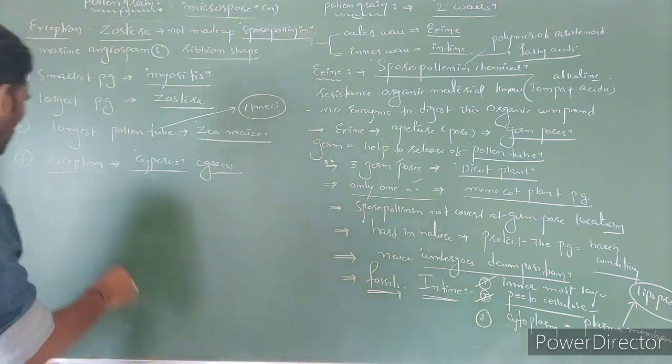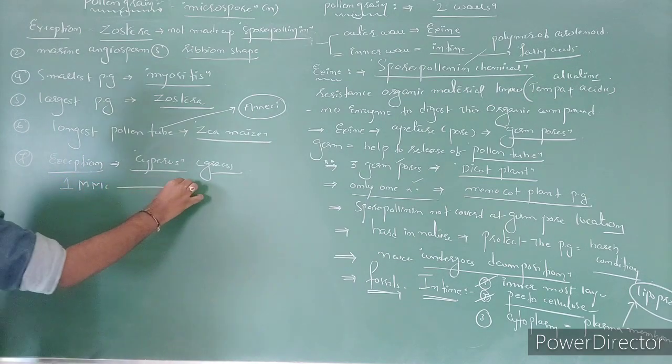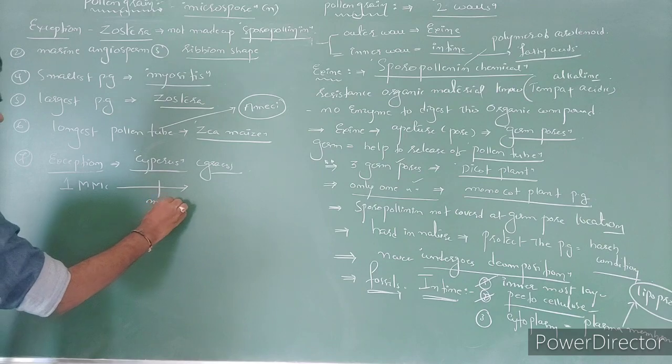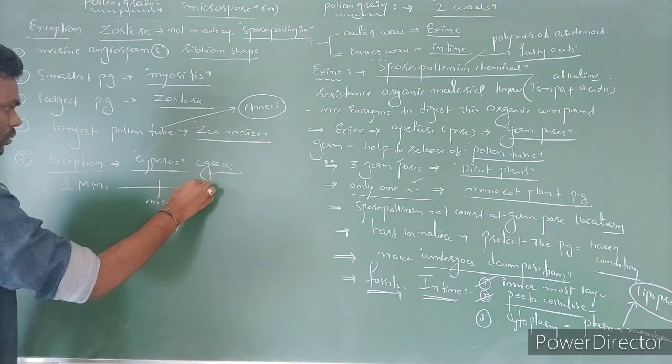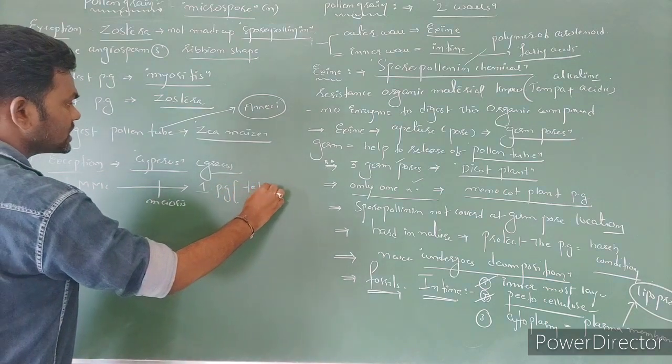So here one microspore mother cell undergoes meiosis division to produce only one pollen grain. Pollen tetrad is not formed.